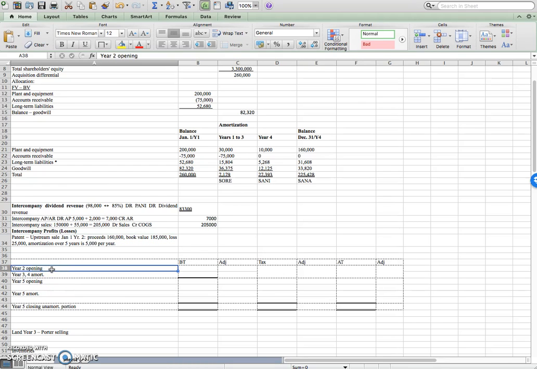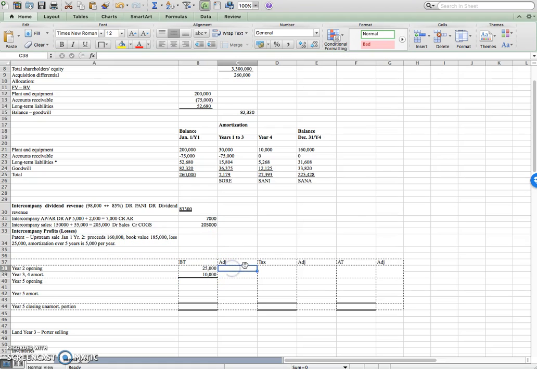So we have year 2. Now, don't forget what the goal is. The goal is to reflect that that transaction has never occurred. So we're going to need to start backing things out. The year 2 opening will be $25,000. That has not changed. Years 3 and 4 amortization that has probably occurred to date is $10,000, right? Because it's $5,000 per year.